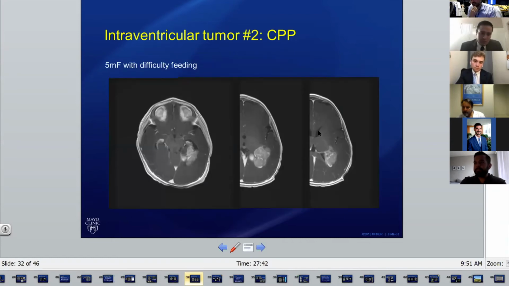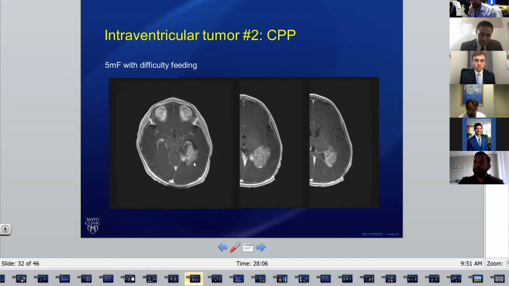These can occur any time in childhood. This is a 5-month-old girl actually who was brought in for difficulty feeding. She was noted to have an enlarged head circumference, and so she got some brain imaging. And this demonstrated a heterogeneously enhancing mass in the left lateral ventricle that was actually extending much further up, also causing occlusion of outflow from the temporal horn, as in the last case.